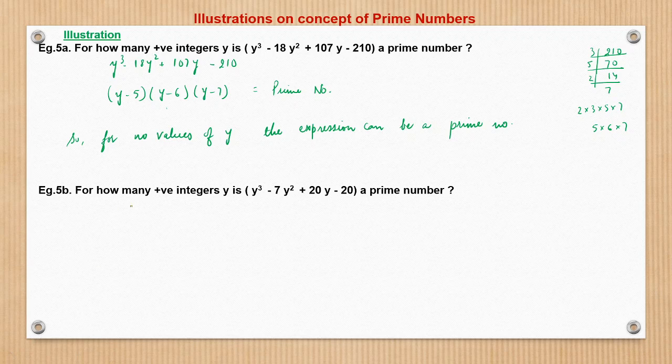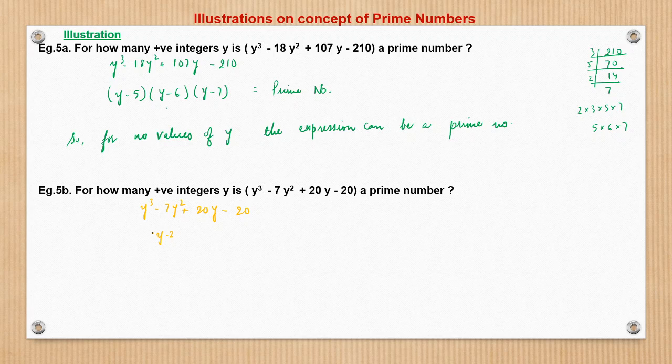Here it is given that y cube minus 7y square plus 20y minus 20, right? If we put y equal to 2, we get 8 minus 28 plus 40 minus 20, which is 0. So y equal to 2 is a solution.